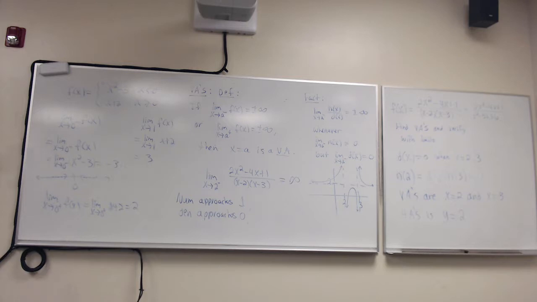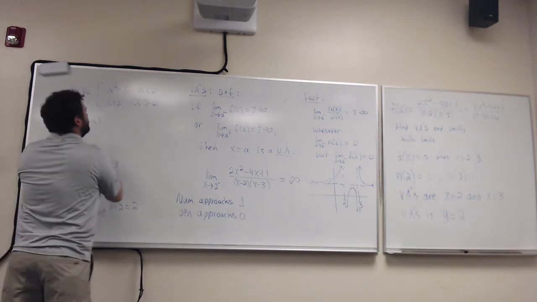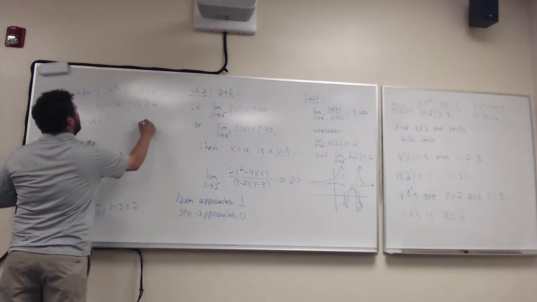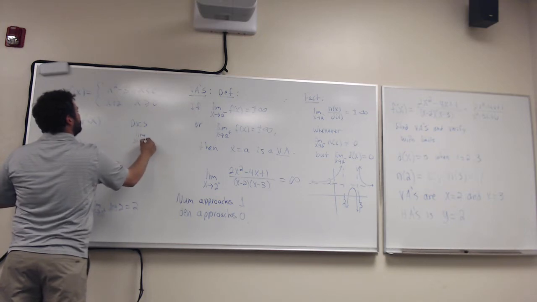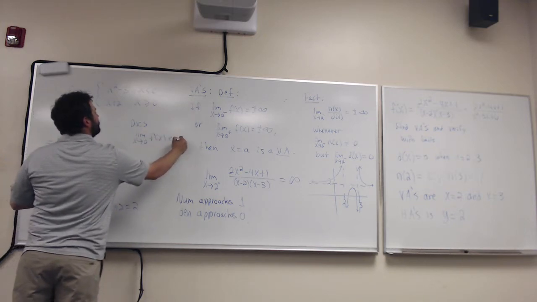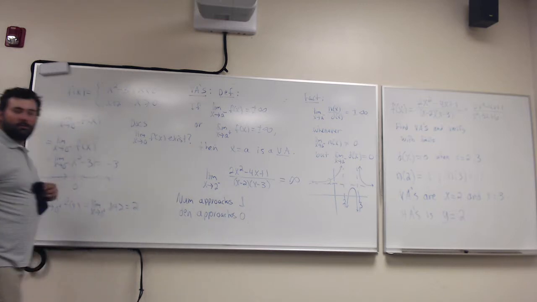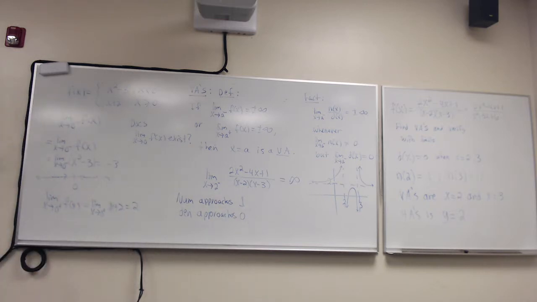So does the original limit exist at 0? That's my question there. Does the limit as x approaches 0 of f of x exist? No. And what would be the reason why? Because the left and right hand limits are different. Yep, because the left and right hand limits are different.